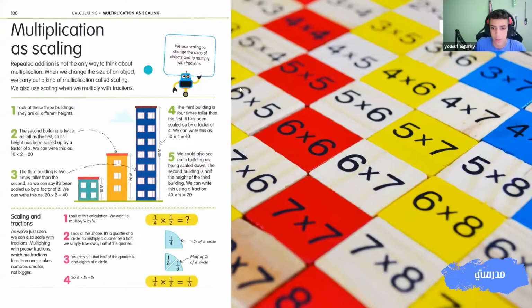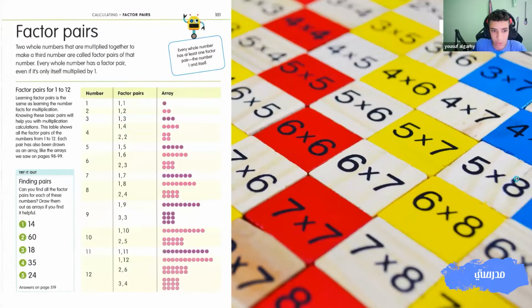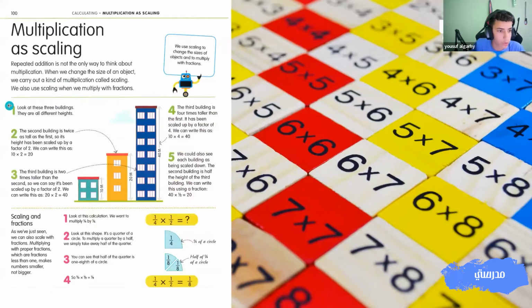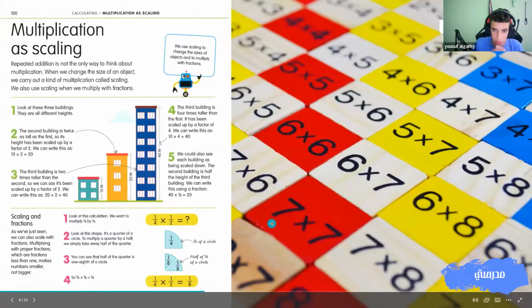Okay. All right, then let's move on to the next one. So here we have factor pairs. Oh, wait, you guys want me to repeat? Okay, hold on. So which part do you want me to repeat? The buildings or the fractions?